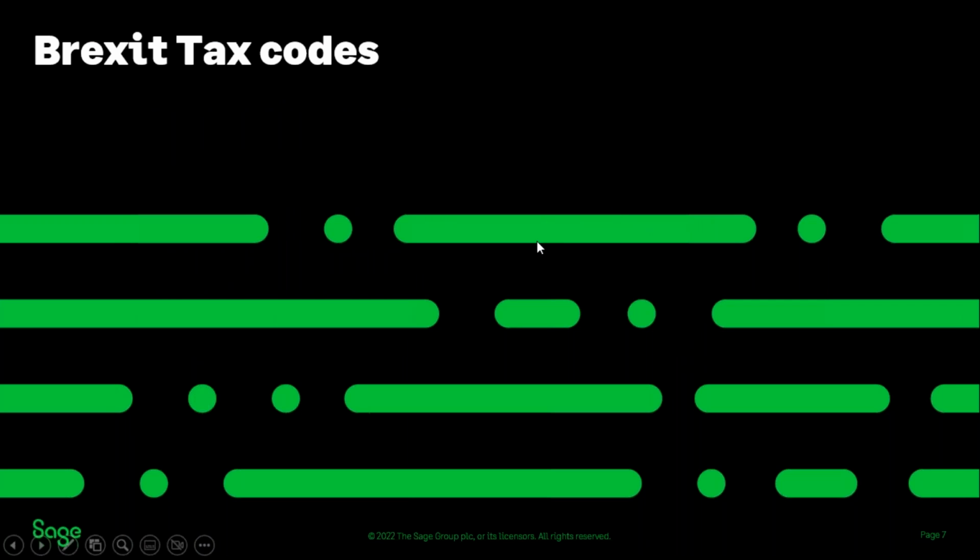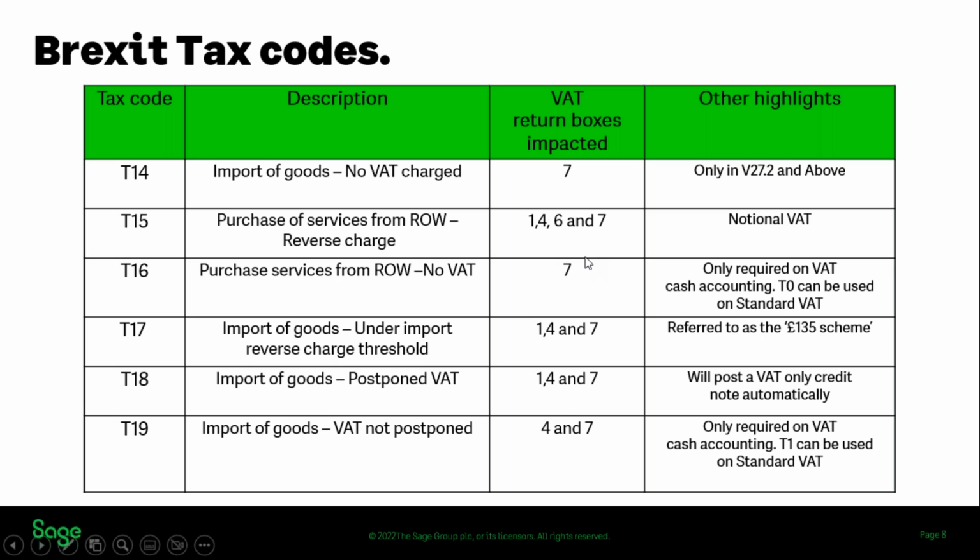Okay, so we're just going to go through those tax codes now. As a result of Brexit, we've introduced 6 new tax codes. Now again, don't be alarmed. You won't necessarily need to use all of them. You might be in a position where you don't need to use any of them. But there are 6 of them here for different sets of circumstances.